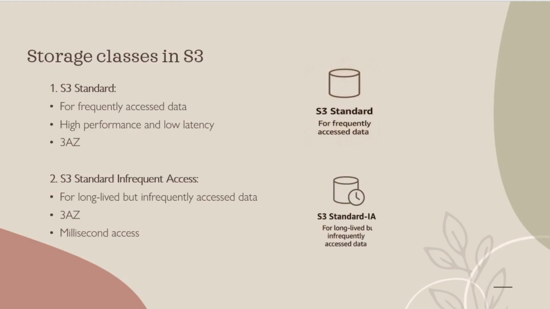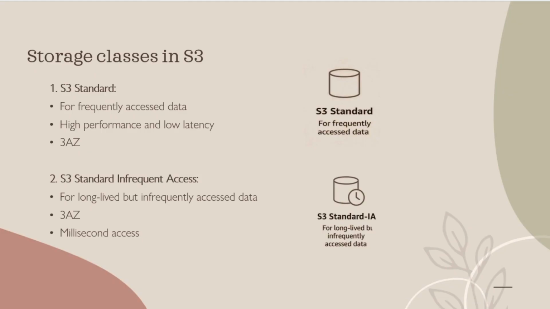There are 8 storage classes in S3, and the first one is S3 Standard, which is known as the default storage class, because if I upload an object to the bucket and do not specify any storage class, then it will upload that object to the S3 Standard storage class. So that's why it's the default storage class.